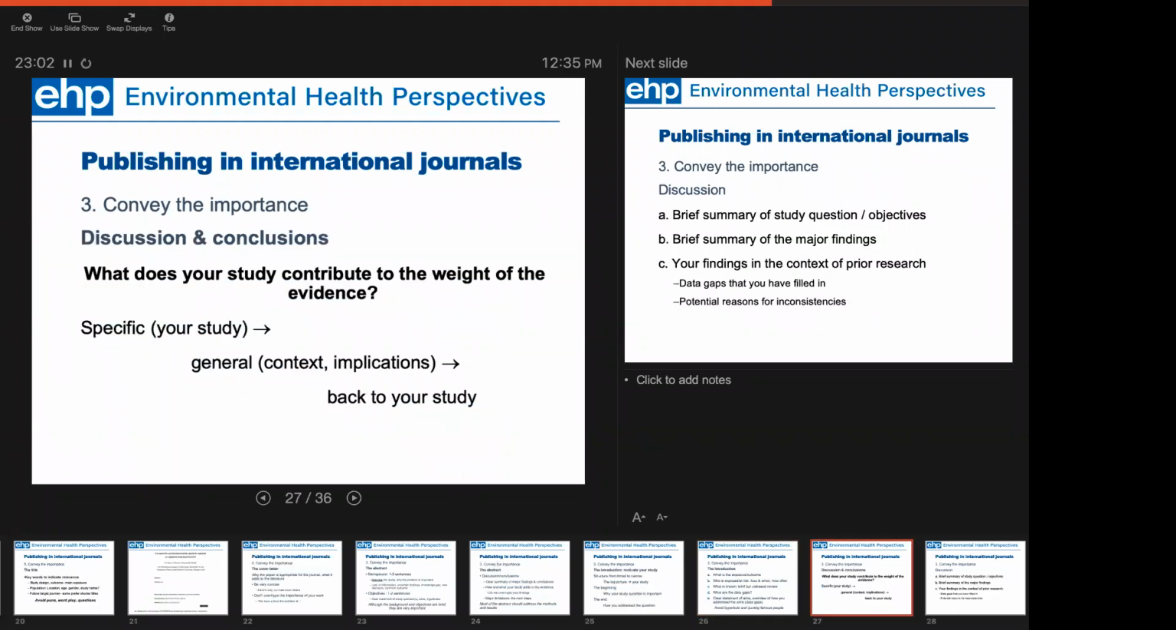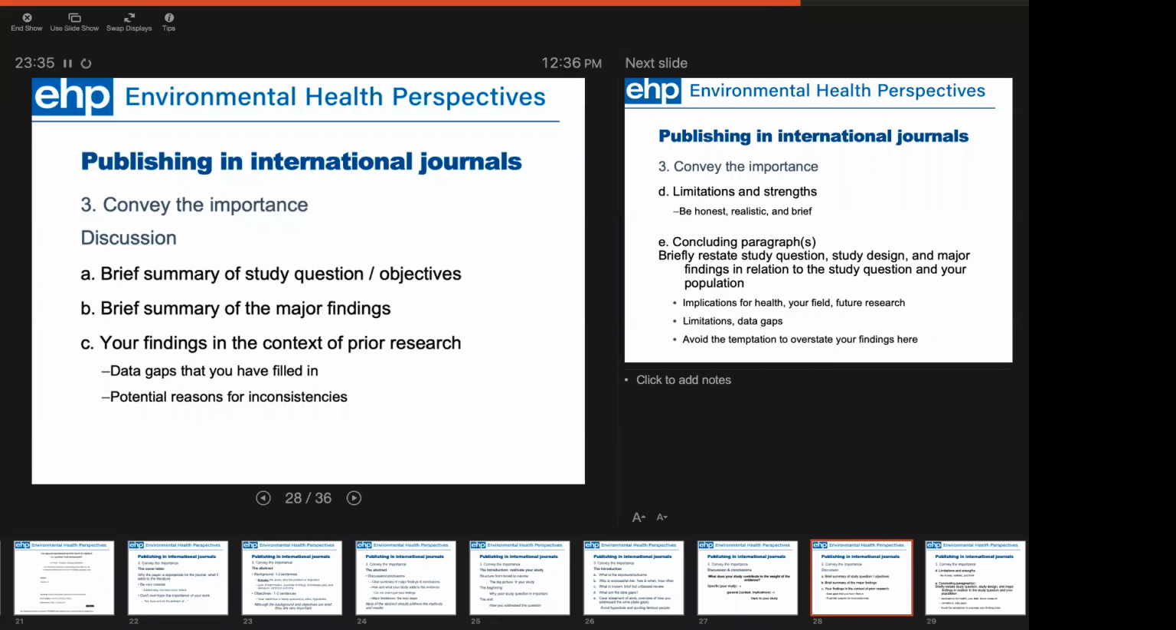And also convey the importance in the discussion section, the discussion and conclusions. This is where you explain what you're studying, the weight of the evidence. Its structure is kind of the opposite of the introduction, where you usually start by restating your study, what you did, your major findings. Then you talk about those findings in the context of existing knowledge, and then you move back and repeat what your main findings are. Again, this is just an outline of the parts of the discussion, and I think I'll skip the details here. We can talk about them more.